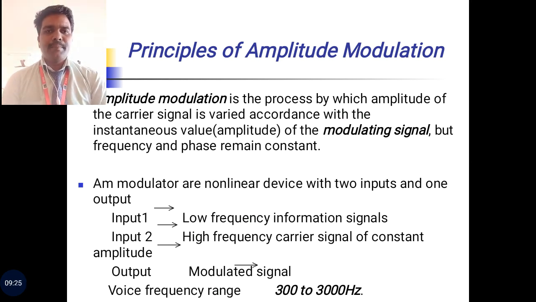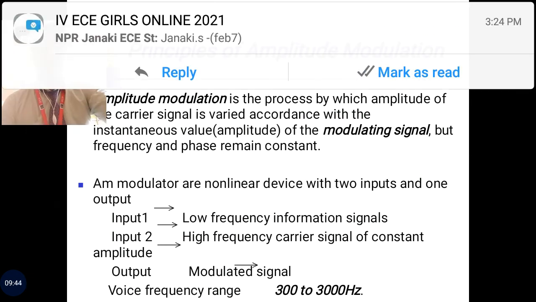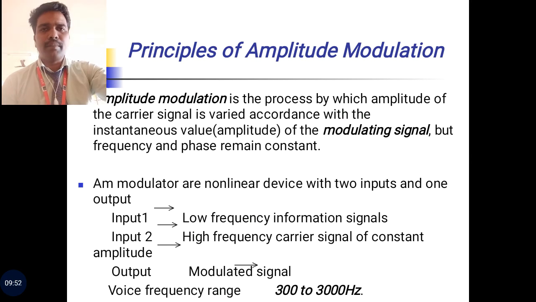So the message travels from one device to another device, one person to another person, with the help of the carrier signal only, because the carrier signal is a supporting signal. It is a high frequency signal, carrying the message signal from one place to another place. And here the voice frequency range of AM is 300 to 3000 Hz. Very, very important point: 300 to 3000 Hz.